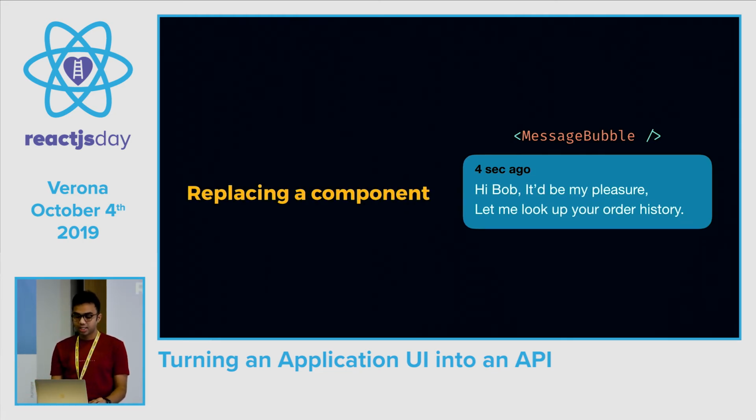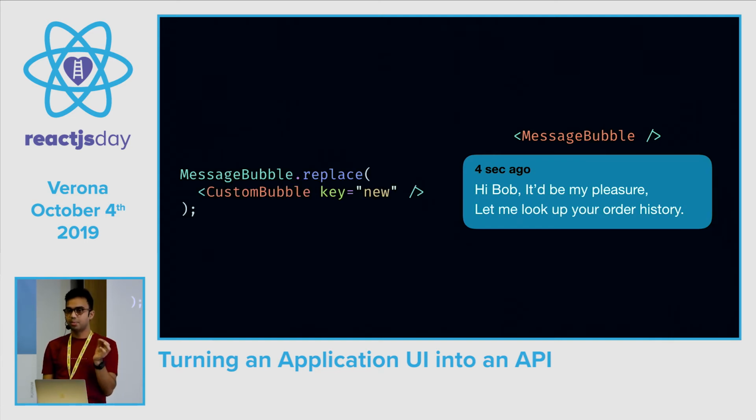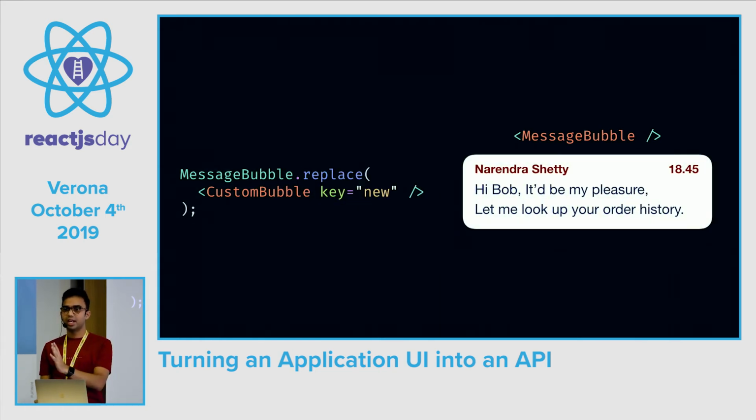And if you want to replace this entire message bubble and you don't care about its children, I want to replace the entire component the way I want it to be. What you need to do is use the same .replace static property, and you pass the new component you want to it, and it will replace the entire component with what you want. The whole hierarchy is different now, but it behaves like it's part of this existing application.